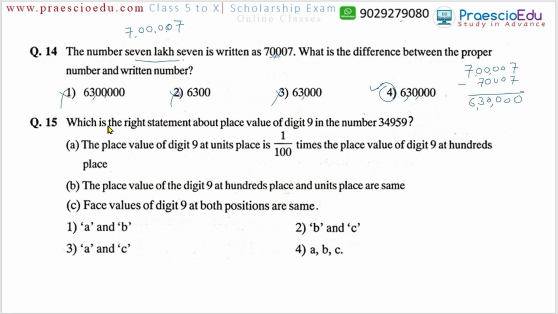Now question number 15, which is the right statement about the place value of digit 9 in the number? So in this number, 9 digits are here, one is at the units and one is at the hundreds.